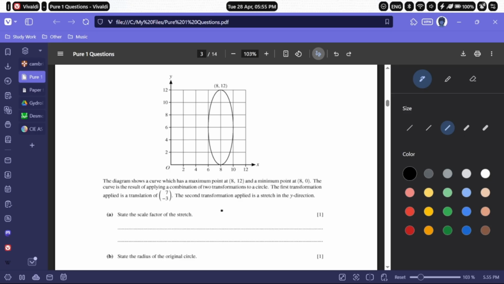So, okay, let's just get started. State the scale factor of the stretch.